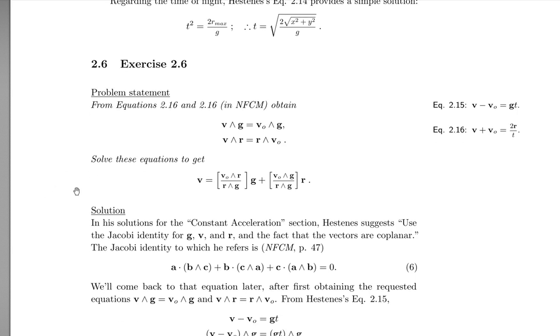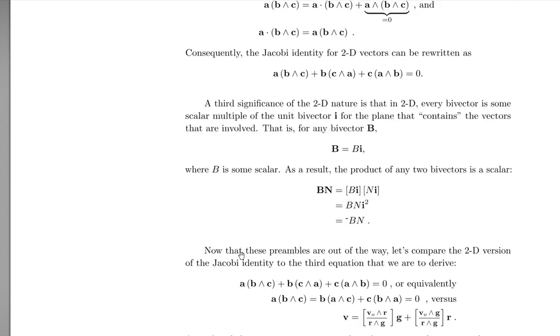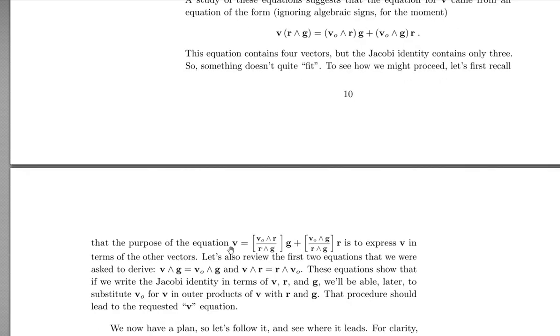Exercise 6 is rather different from these two. The equation says that the outer product of the velocity at any given time with the gravity vector is equal to the initial launch vector's outer product with the gravity vector, and this other one that you can read here. From these equations, we are asked to derive this one. Hestenes' suggestion in his solutions is to use an equation that he calls a Jacobi identity, or at least it has that form, and also the fact that the vectors are coplanar. And the explanation of why the coplanarity of the vectors is important is a good one to explore, and we do that here. So those are the solutions, and again, you can find the document and go through all these details.